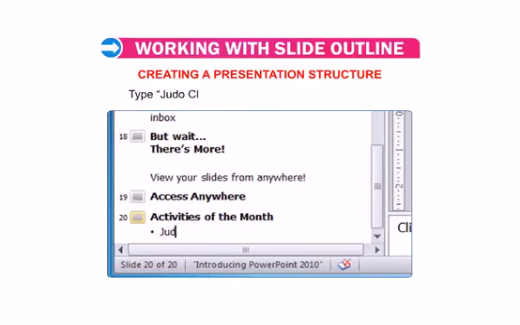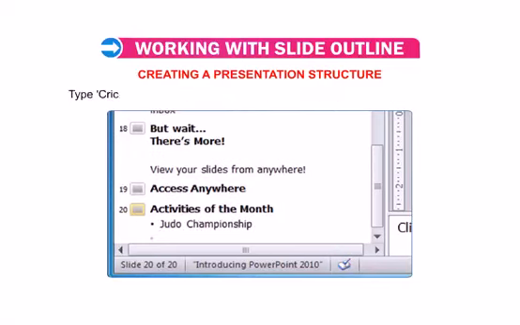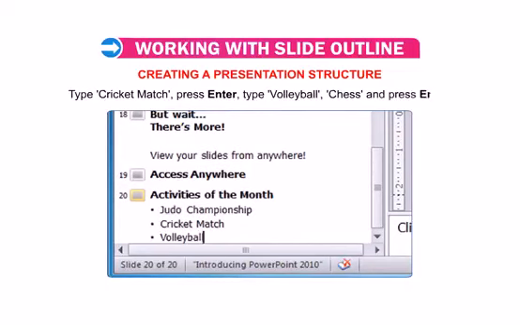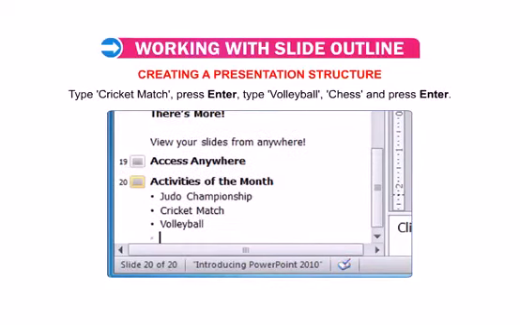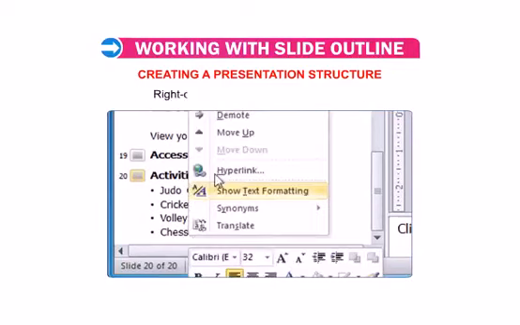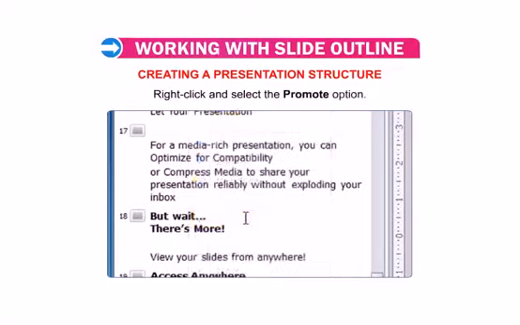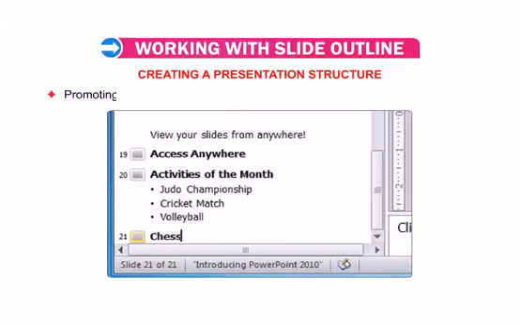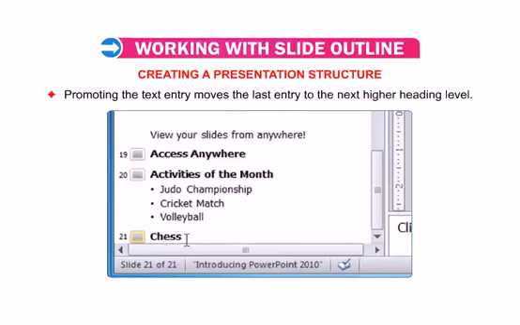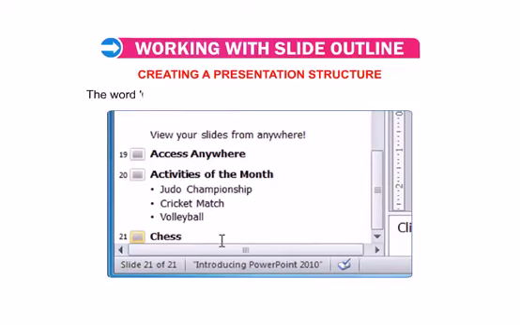Type Judo Championship and press the Enter key. Type Cricket Match, press Enter. Type Volleyball, Chess and press Enter. Right-click and select the Promote option. Promoting the text entry moves the last entry to the next higher heading level. The word Chess will be moved to the new slide as the slide title.